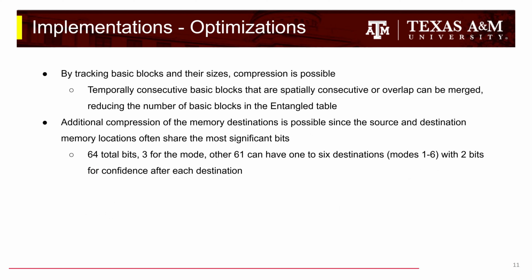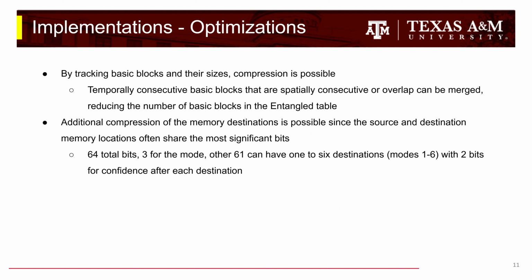So in this slide, we will talk about optimization. In optimizing our entangle prefetcher, we employ two layers of compression to maximize efficiency and minimize storage overhead. Firstly, we take advantage of spatial and temporal locality in the basic blocks. By identifying basic blocks that are temporally consecutive and spatially adjacent or overlapping, we can merge them into a single entry. This consolidation significantly reduces the number of basic block entries in the entangle table without compromising prefetching accuracy.